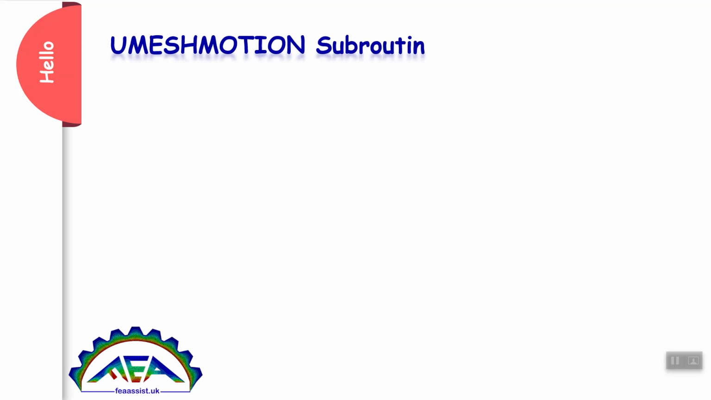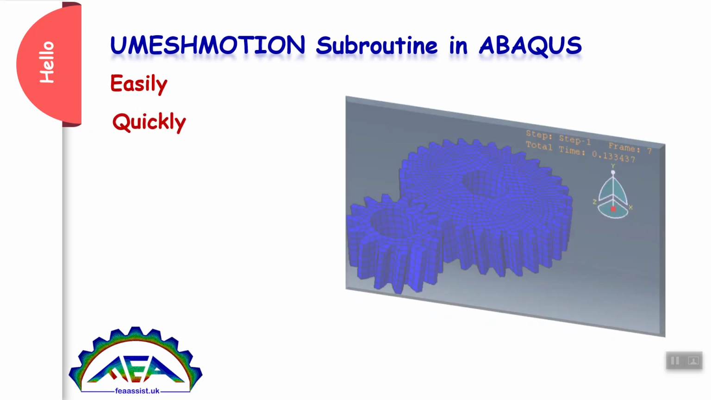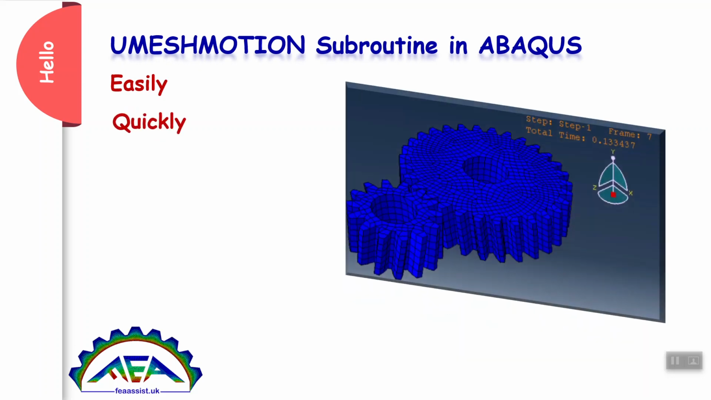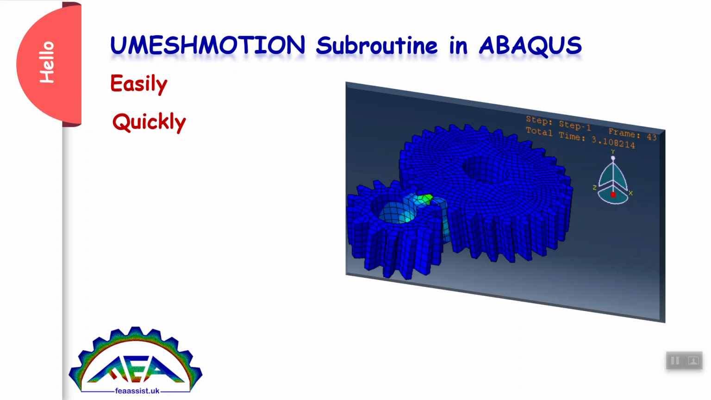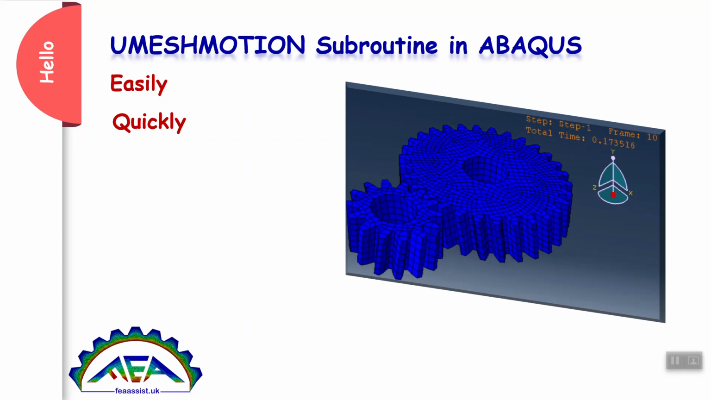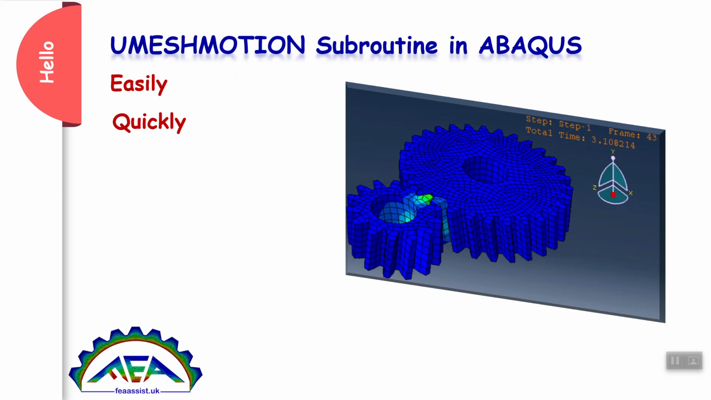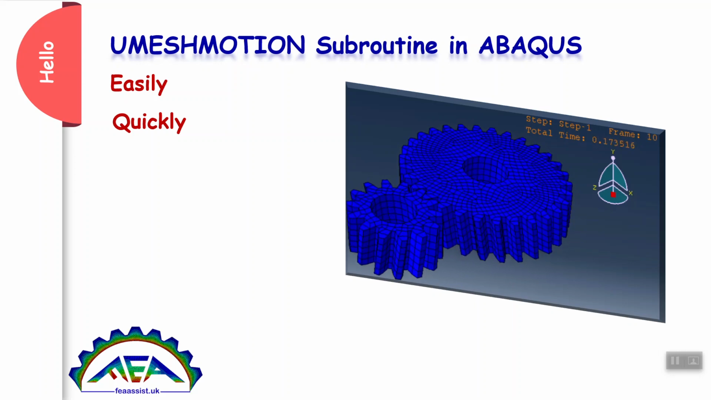Hello, do you want to learn the UMeshMotion subroutine in Abaqus easily and quickly? Indeed, UMeshMotion is a subroutine to define mesh displacement or mesh velocity in Abaqus. This subroutine is used mainly in wear problems to prevent mesh problems in adaptive meshing. Stay with us.